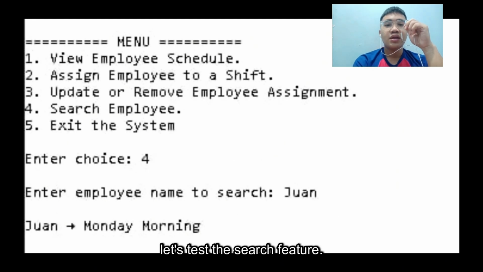Next, let's test the search feature. I'll select option 4 and type Johann. The system scans the array and correctly identifies that he is assigned to Monday morning.